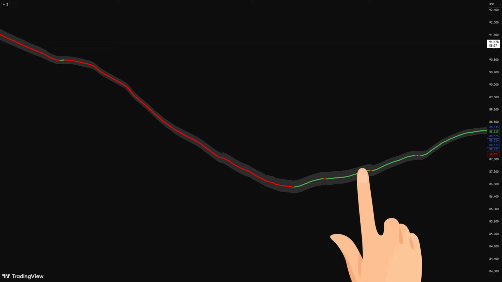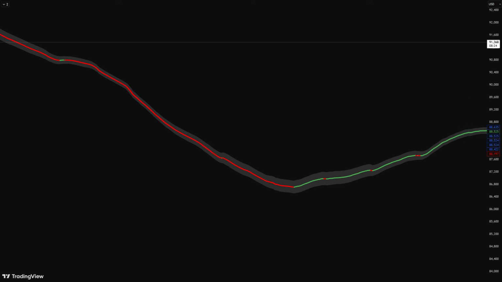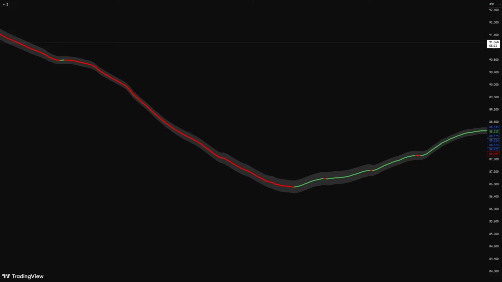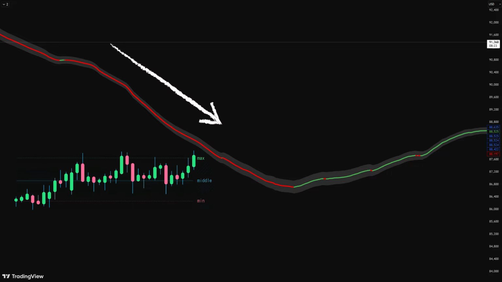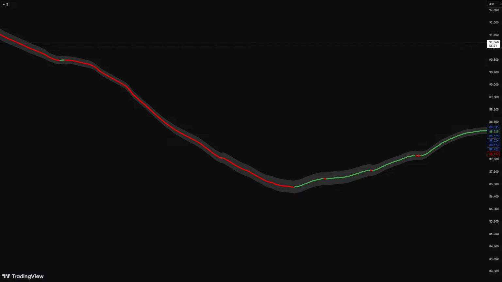Now, the rules are very clear. When the ribbon is green, the market is bullish and the trend is up. If the price is above the green ribbon, we only look for buy signals, and sell signals are ignored. Now, when the ribbon is red, the market is bearish and the trend is down. If price is below the red ribbon, we only look for sell signals. Any buy signal is ignored. And if the price is not clearly aligned with the ribbon, we do nothing.